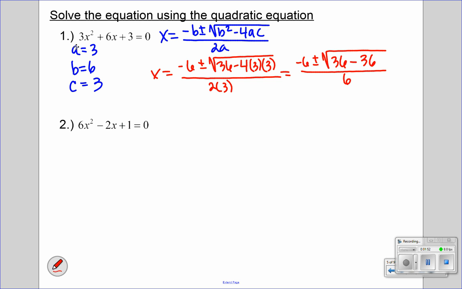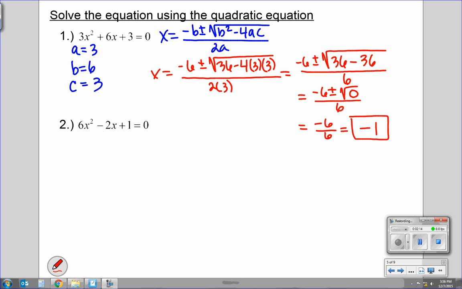So if we simplify that, it's a negative 6 plus or minus the square root of 0 over 6, okay? So this is going to be negative 6 over 6, which gives us a negative 1. So our value for this one is a negative 1. And keep in mind, underneath our radical right here was a 0, so that only gave us one solution. We're going to go back to that a little bit later, okay?